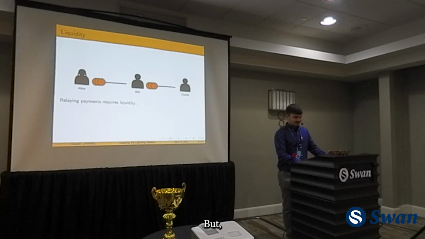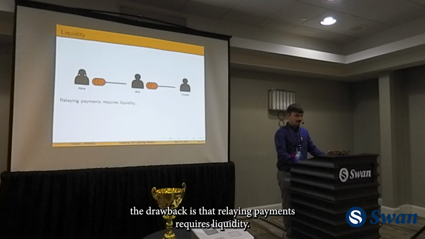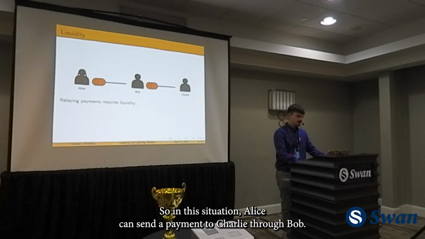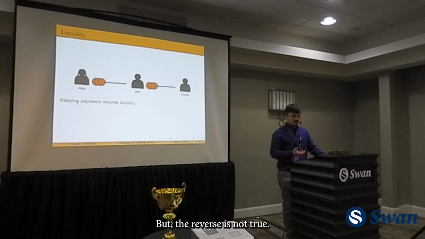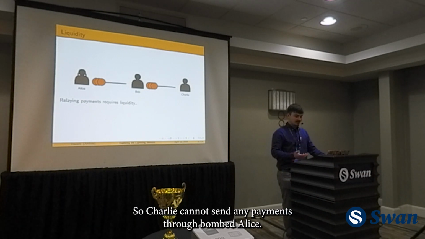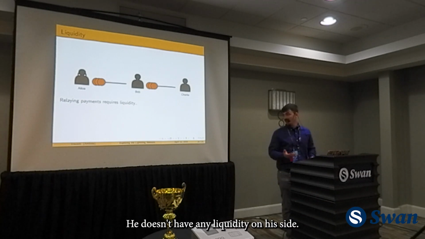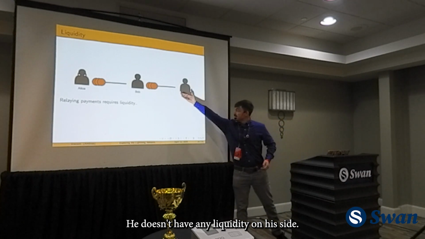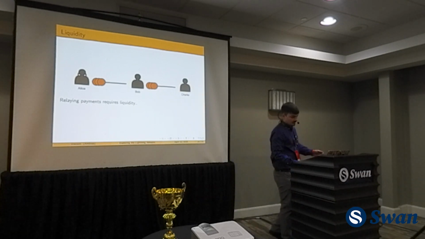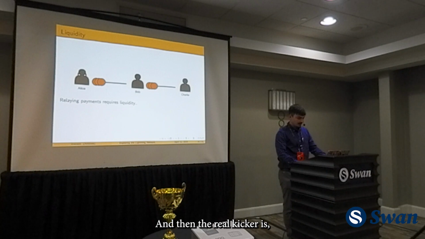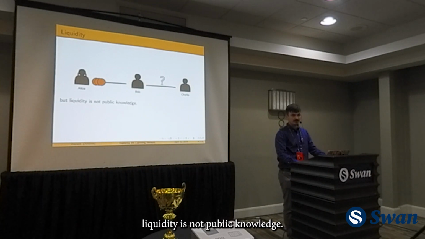But the drawback is that relaying payments requires liquidity. So in this situation, Alice can send a payment to Charlie through Bob, but the reverse is not true. Charlie cannot send any payments through Bob to Alice. He doesn't have any liquidity on his side. And then the real kicker is liquidity is not public knowledge.